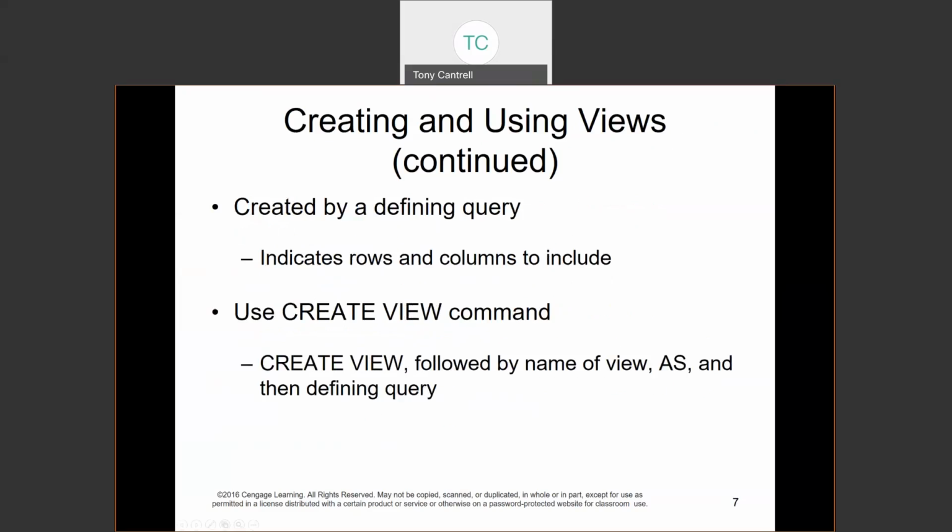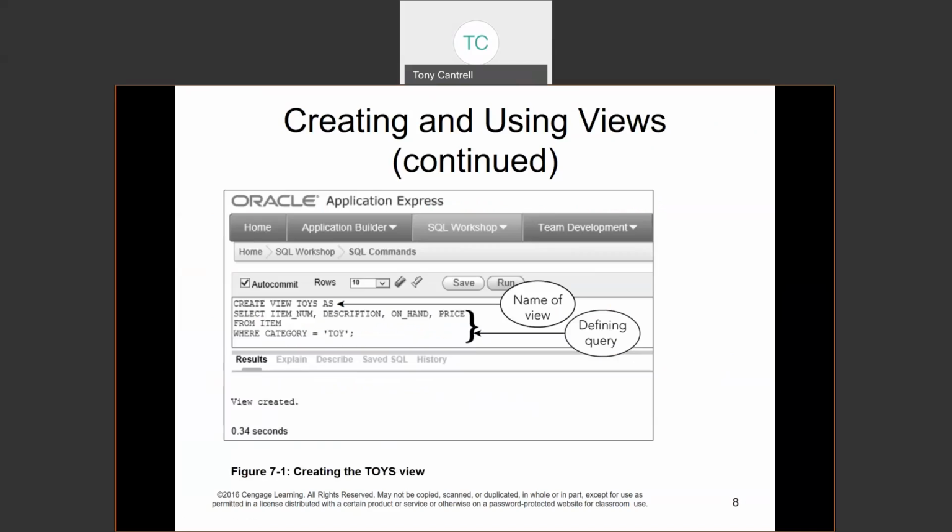You create it by defining a query that indicates the rows and columns to include. You use the create view command followed by the as keyword. So you can create view toys. Toys is the name of it. These are the fields that you want, only for category toy.